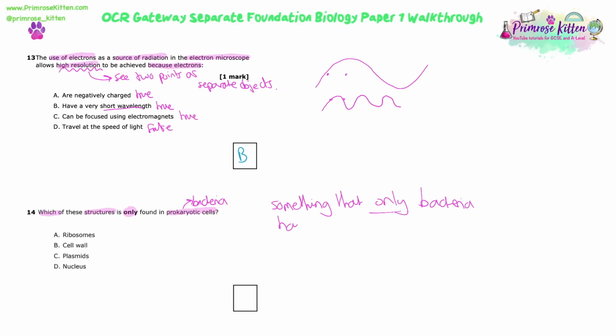So it's got to be something from this list that only bacterial cells have and that animal and plant cells do not have. Okay, so we've got ribosomes. Well, no, we know animal and plant cells both have those. You've got a cell wall. We know that plant cells have a cell wall, although prokaryotic cells have them as well, but it can't be the right answer because plant cells have it too. Plasmids. These are the loops of DNA that are found in bacterial cells. So we know it could be that. Let's just check. The last one is nucleus. Well, we know that prokaryotic cells don't have a nucleus because that's what separates them from animal and plant cells. So it must be plasmids. So our answer is C.